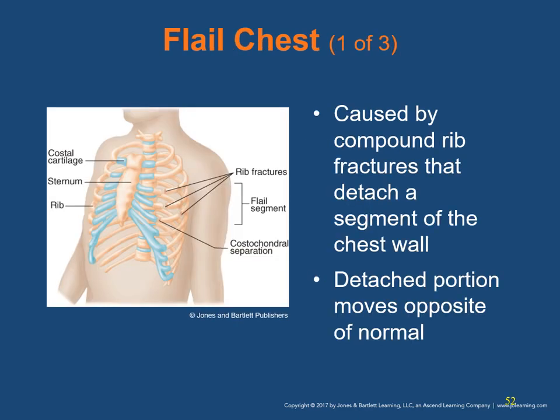Flail chest, caused by compound rib fractures that detach a segment of the chest wall from the rest of the thoracic cavity. The detached portion of the chest wall moves opposite of the normal motion, in during exhalation and out during inhalation. Paradoxical motion is a late sign of a flail segment.